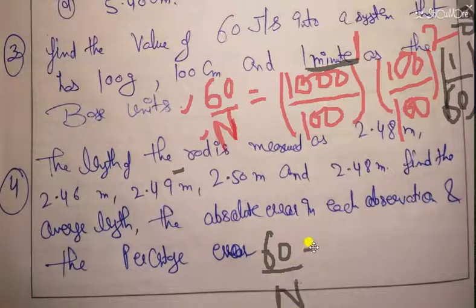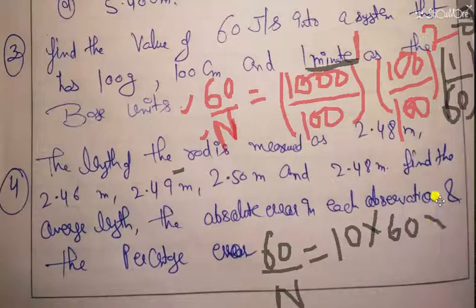This term is equal to, here after cancellation 10 will be there, and here after cancellation 1 will be there. So then at the end we are left with 1 by 60. Its power is minus 2. So after reversing I will get 60 into 60.